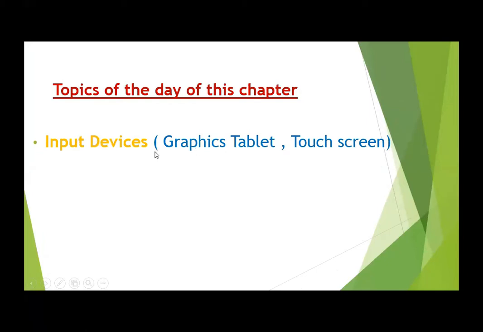In input devices, we learn about the graphic tablet and touch screen, because we already learned about different devices like keyboard, mouse, joystick, and light pen in the previous class, meaning in fourth class. So in class fifth, we learned about the graphic tablet and touch screen. Okay, what is the use of these devices?